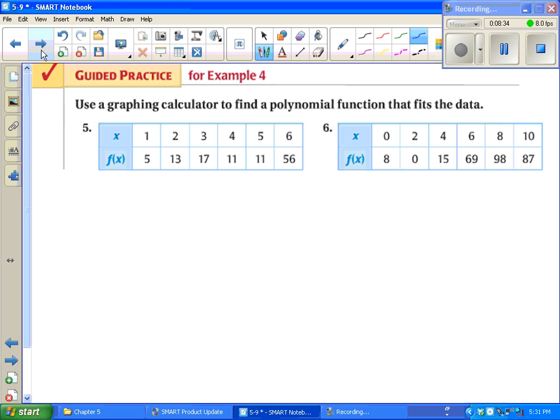At this point, you can try one more of those on your own, or you can do that later. Other than that, we are done with chapter 5.